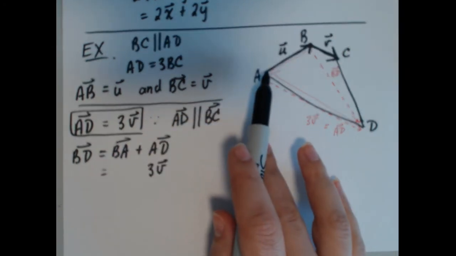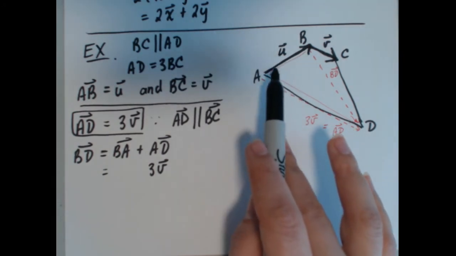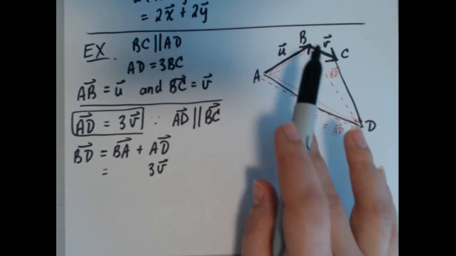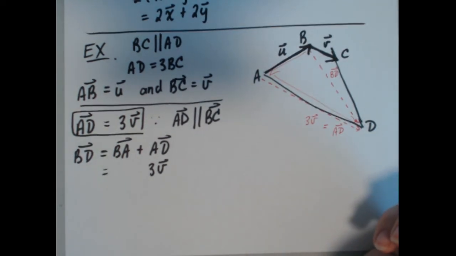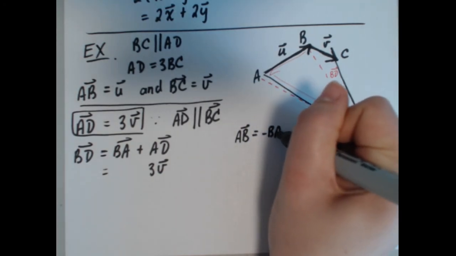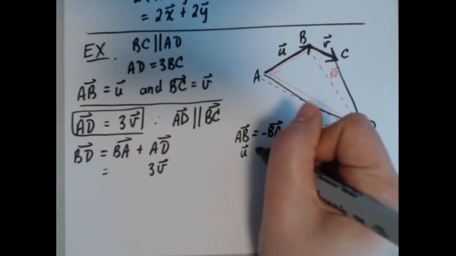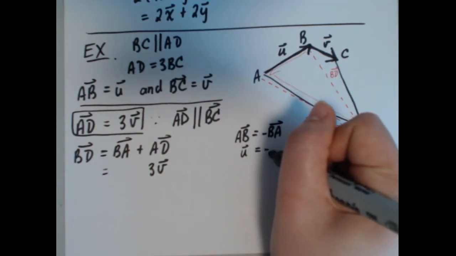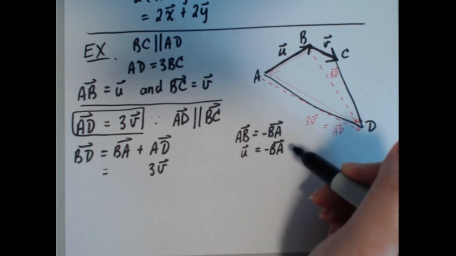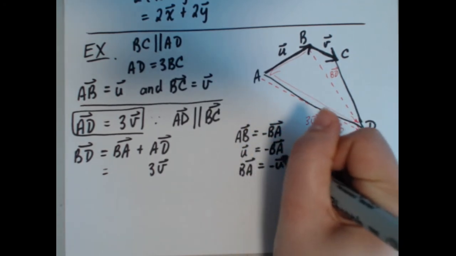Now, BA, be careful. Okay, BA is not equal to U. U is AB. Okay, so if you remember from the previous lesson, AB and BA are opposite vectors. So AB is equal to negative BA. Okay, so AB is what's equal to U. So U is equal to negative BA, and negative BA is equal to AB. So therefore, BA is equal to negative U.